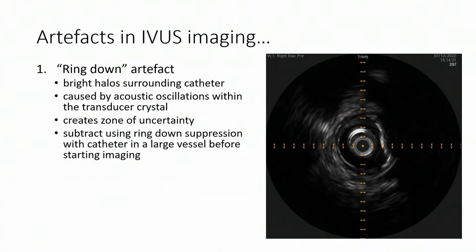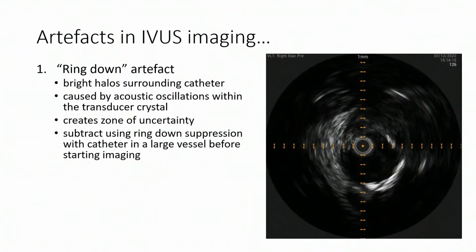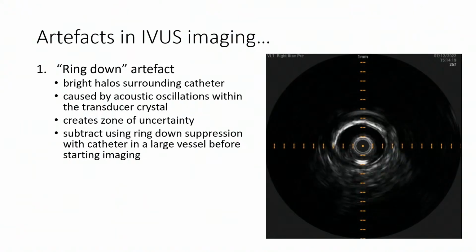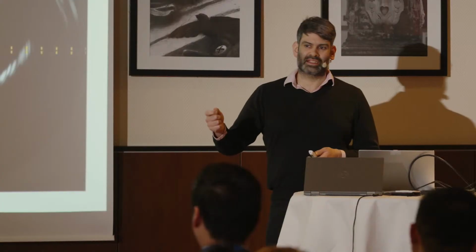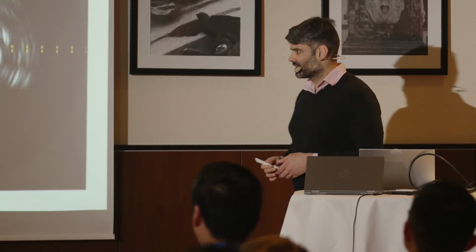So we're coming down to the end of the loop, back to the beginning. There, those little lines are the ring down. It's very easy to get rid of. There's a button that says ring down. You just move the IVUS catheter to the largest artery that you can access, so the catheter is sitting in the middle of the lumen, press the ring down button, and it will go away and you can carry on to use it.